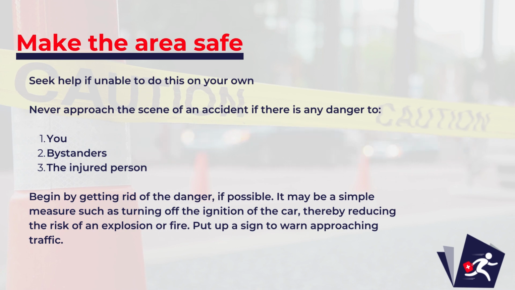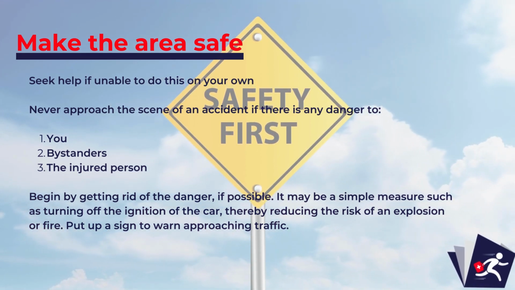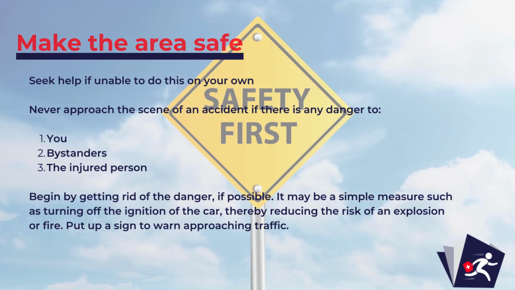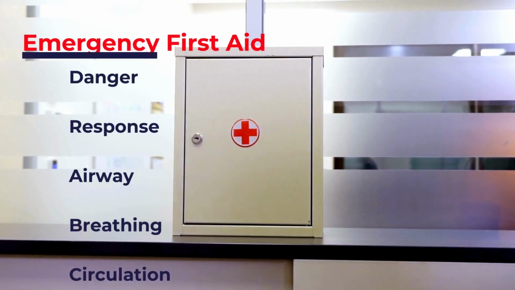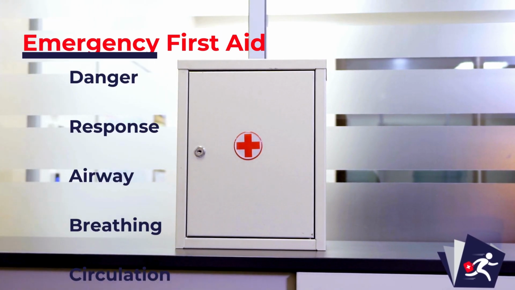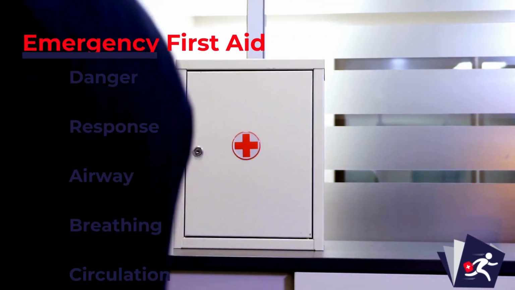Get rid of the danger if possible. It may be a simple measure such as turning off the ignition of the car, thereby reducing the risk of an explosion or fire. Put up a sign to warn approaching traffic. After assessing the situation and ensuring it is safe, you can proceed to give emergency help. This involves a series of checks which we are going to cover one by one.